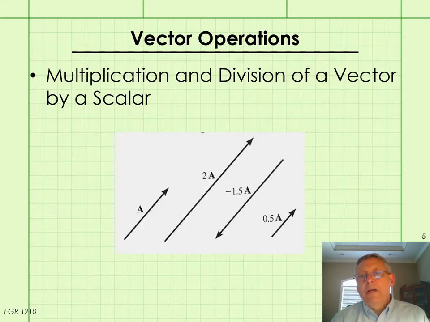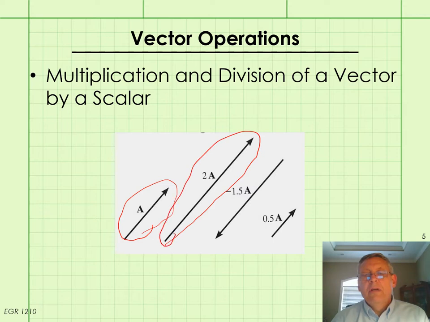We can multiply and divide vectors by scalars. For example, if we start off with a vector A, note that vector A has both magnitude and direction. If we multiply vector A by the number 2, we double the magnitude of A, but notice that its direction remains the same.